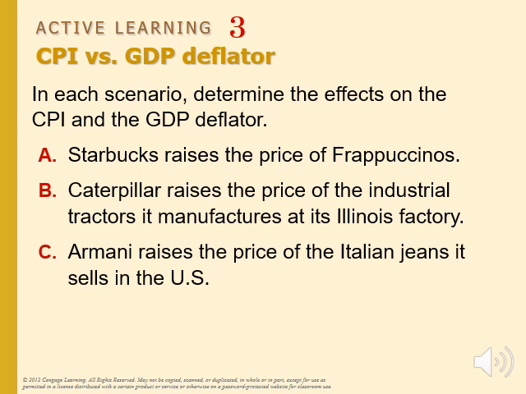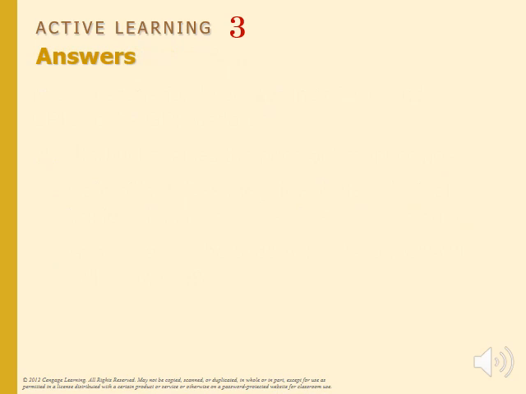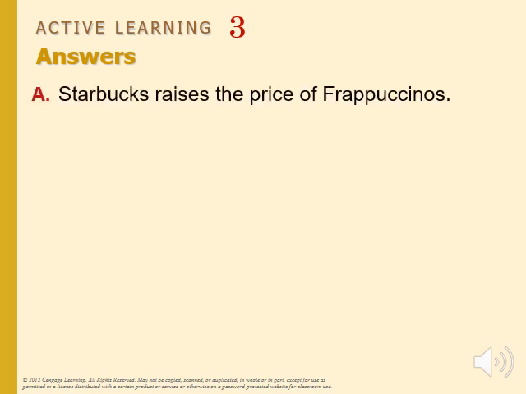And let's reveal the answers. Starbucks raises the price of frappuccinos. Well, the CPI is going to increase. It's a good that consumers use. And the Seattle-based company, the GDP deflator will also rise.